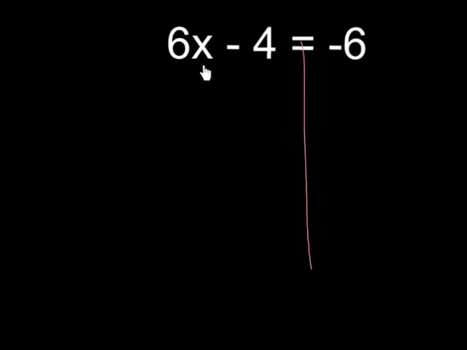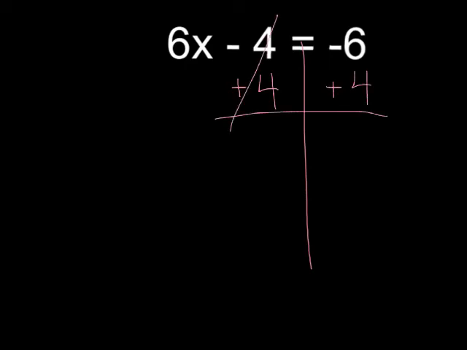What is the story of the variable x? First, it's multiplied by 6, then 4 is taken away. The result is negative 6. So 4 is taken away is the last thing that happens. The last thing that happens is the first thing that gets undone. We're going to undo minus 4 with a plus 4.